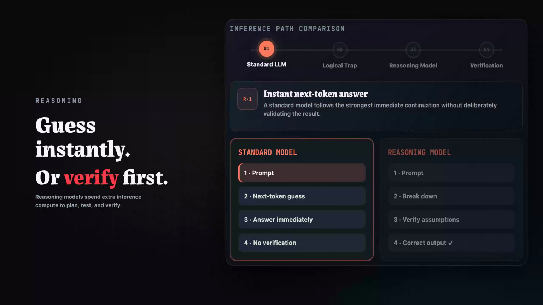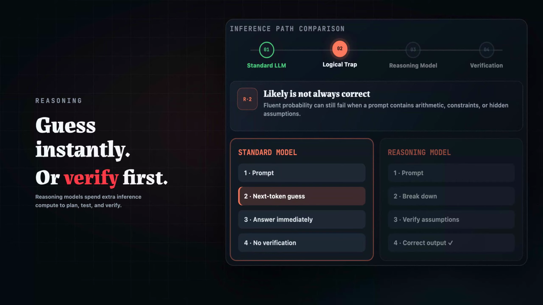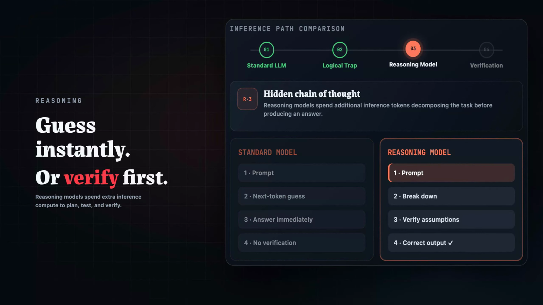Standard LLMs generate answers instantly by picking the most likely next word, making them prone to logical traps. Reasoning models, like OpenAI's O3 Mini or DeepSeek R1, use reinforcement learning to execute a hidden chain of thought before answering. They break down equations, verify assumptions, and correct their own math prior to generating the final output.